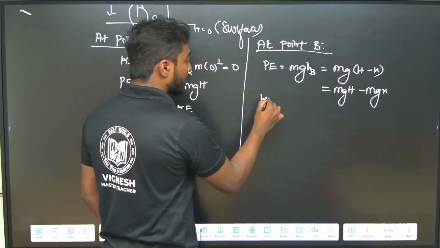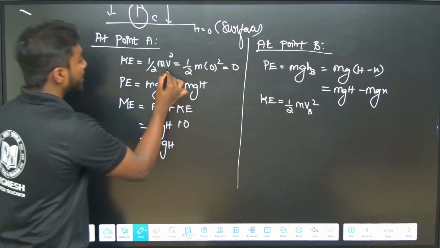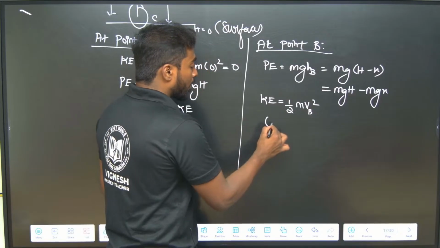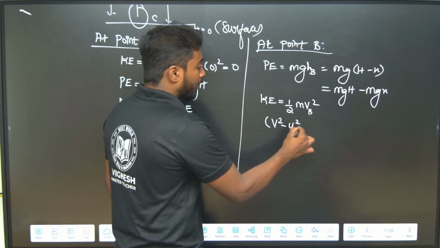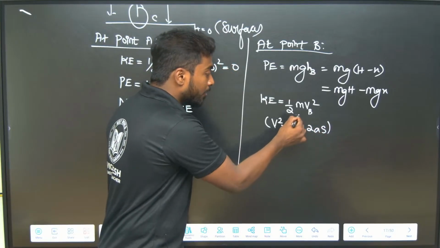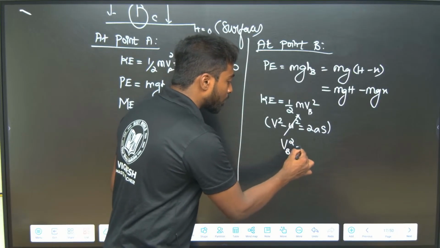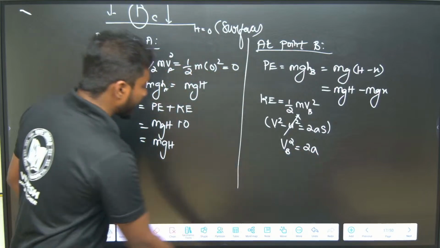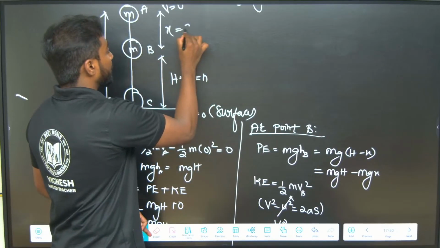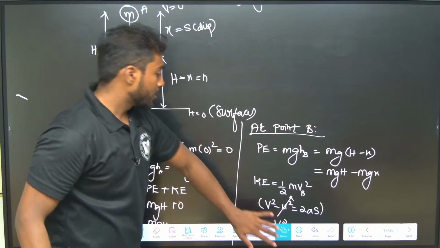Now, what about the kinetic energy? Kinetic energy is half m vB square. This is vA square, right? This is vB square. Now, I need to find the velocity. One equation I know: v square minus u square equals 2as. From this equation, initial velocity is 0. What about the final velocity? vB square equals 2a times the distance travelled, which is the displacement. So I can write now.